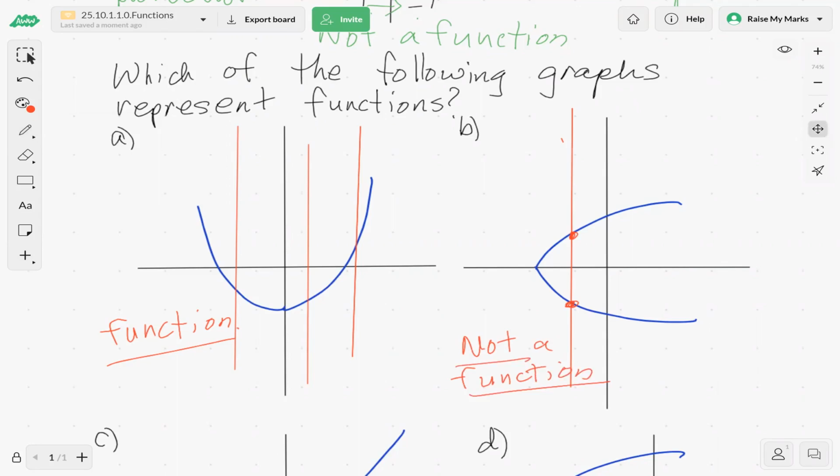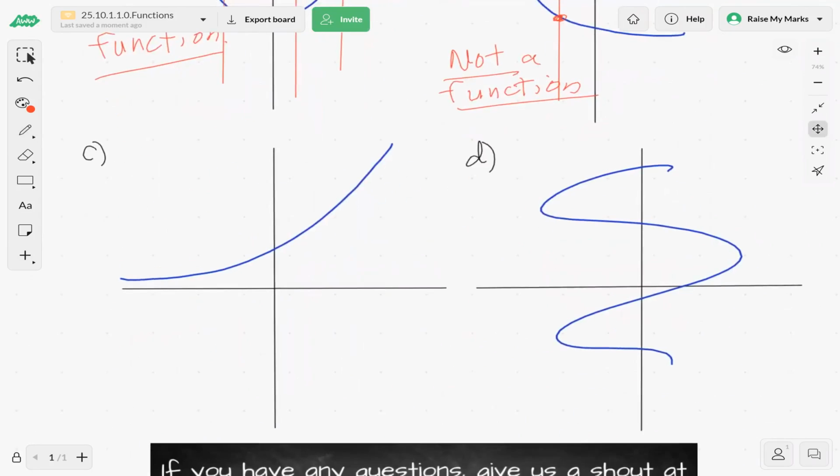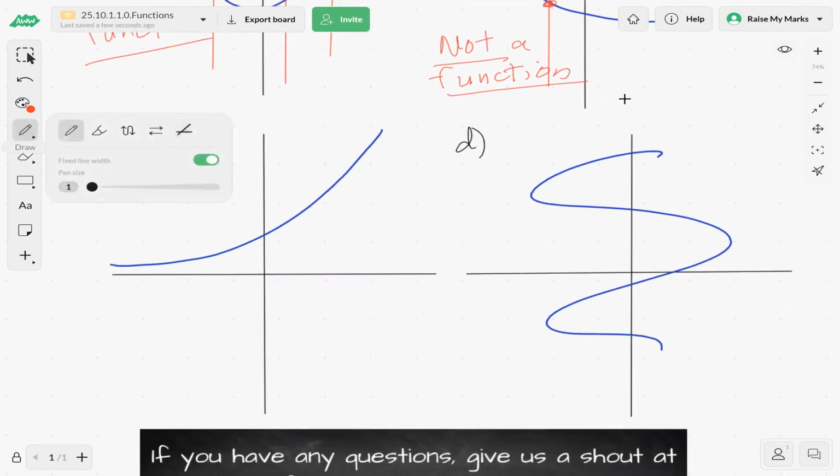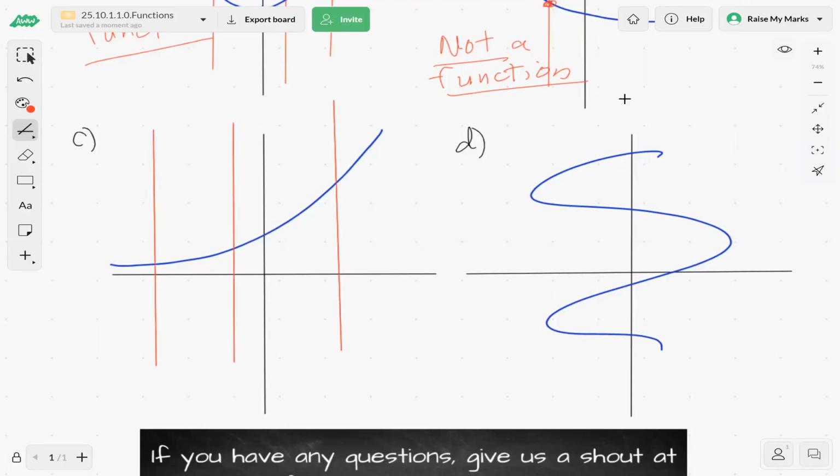Okay, so C. Again, we have this curve here. We're going to draw vertical lines. Anywhere we draw a vertical line, it only intersects our blue curve once, or at most once. So yes, this is a function.